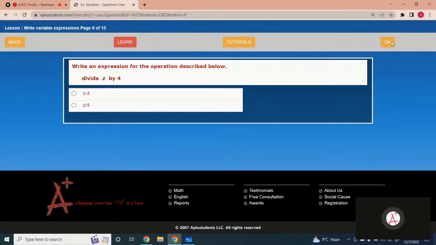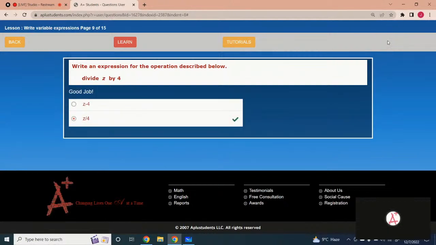Okay, write an expression for the operation described below. Divide Z by 4. So which option is the correct one? So the correct option is the first one or the second one? Very good. That would be the second one. So just select the correct option, then click on the OK button.